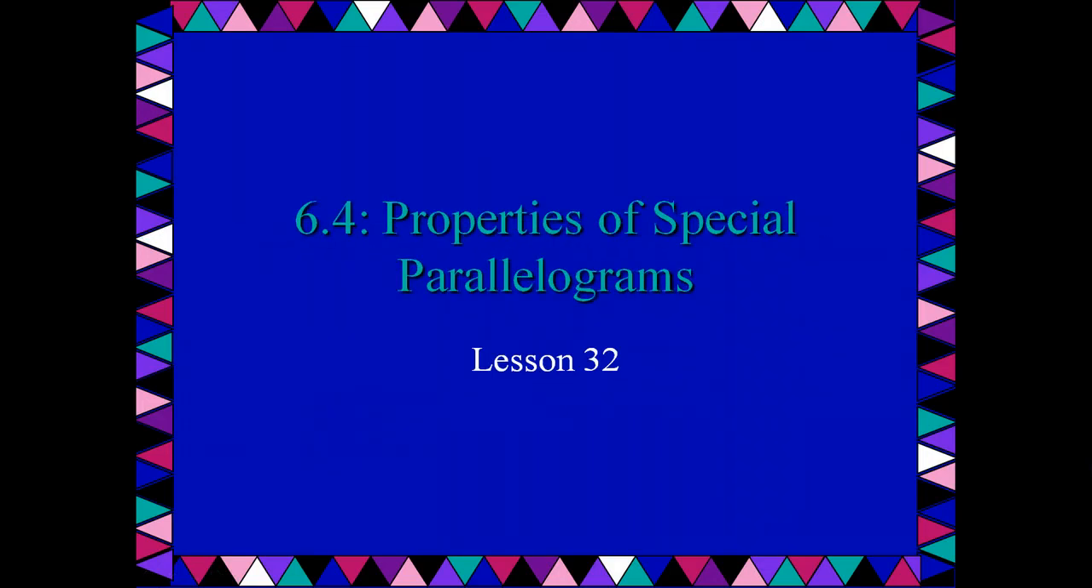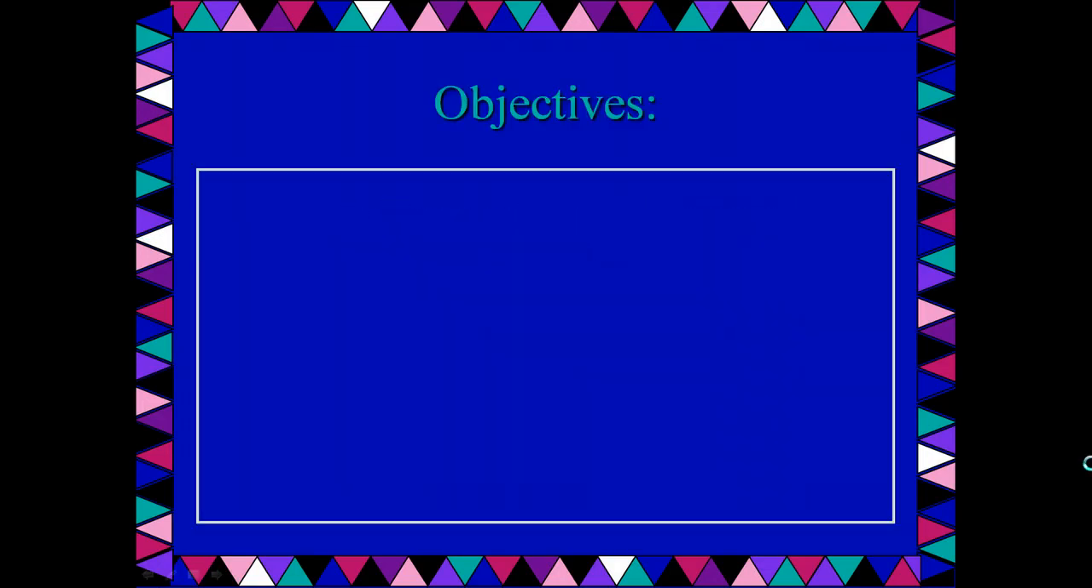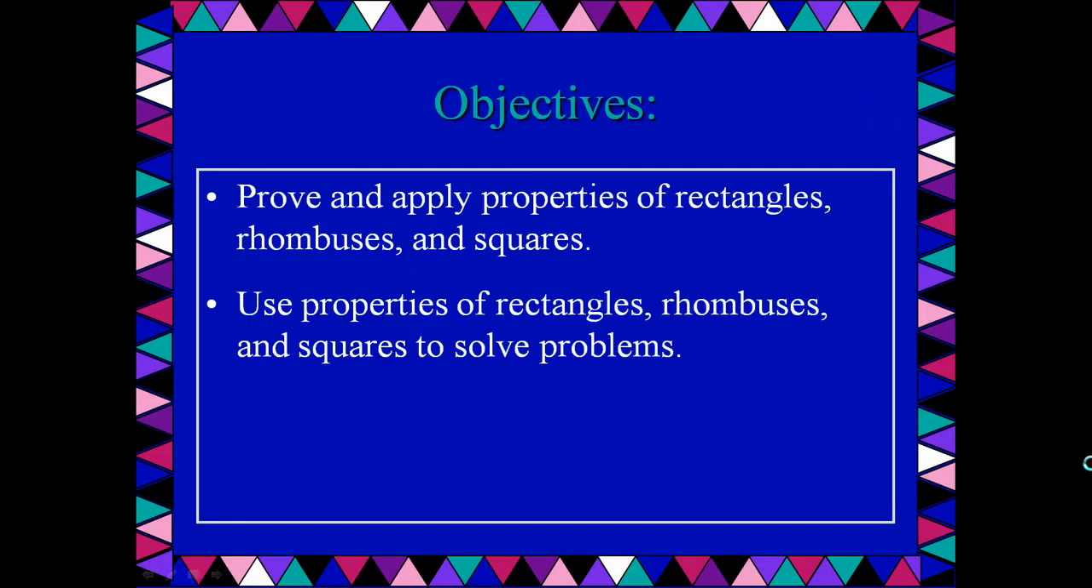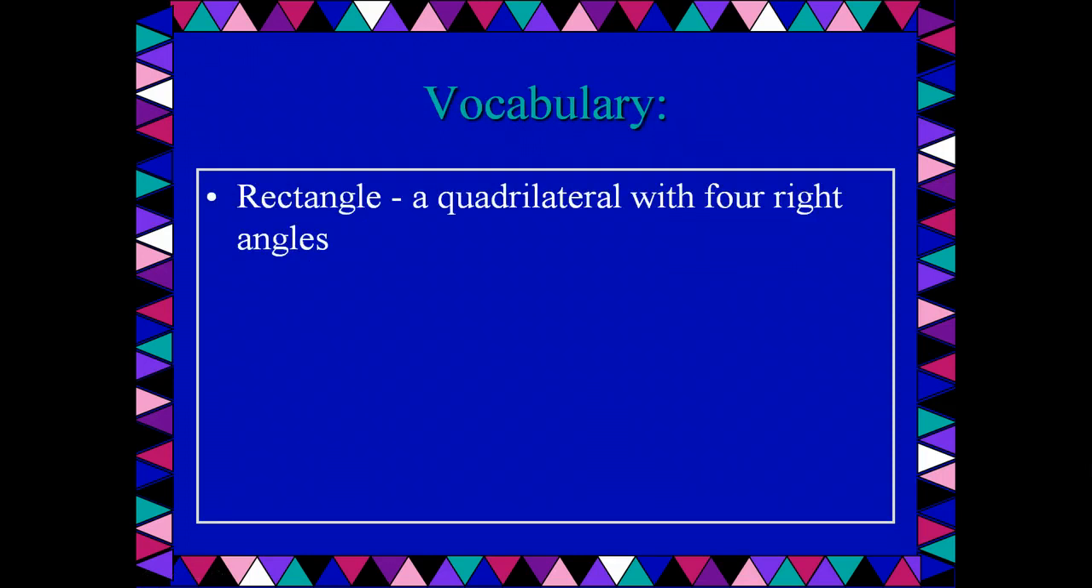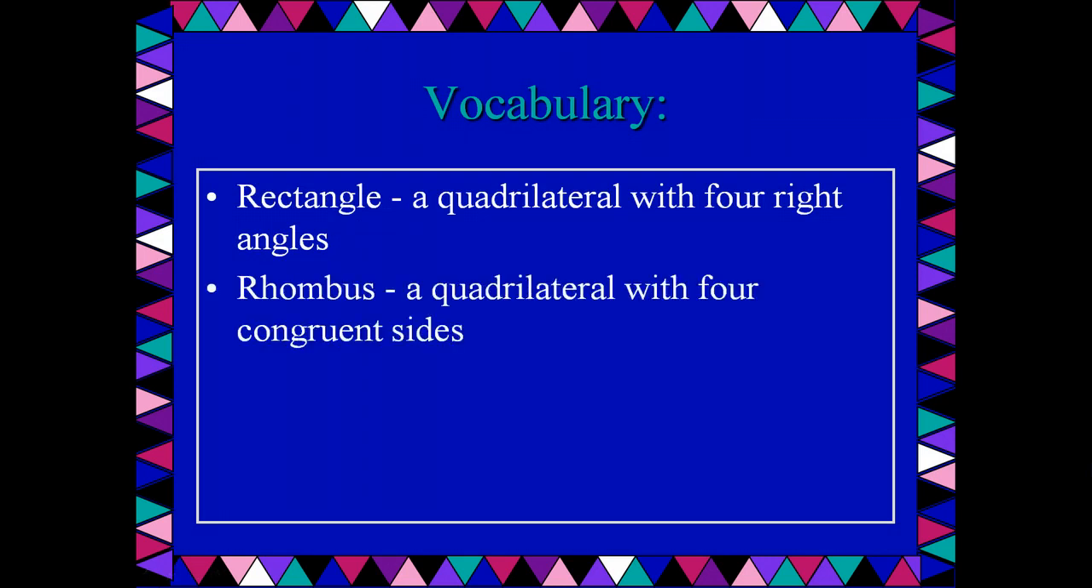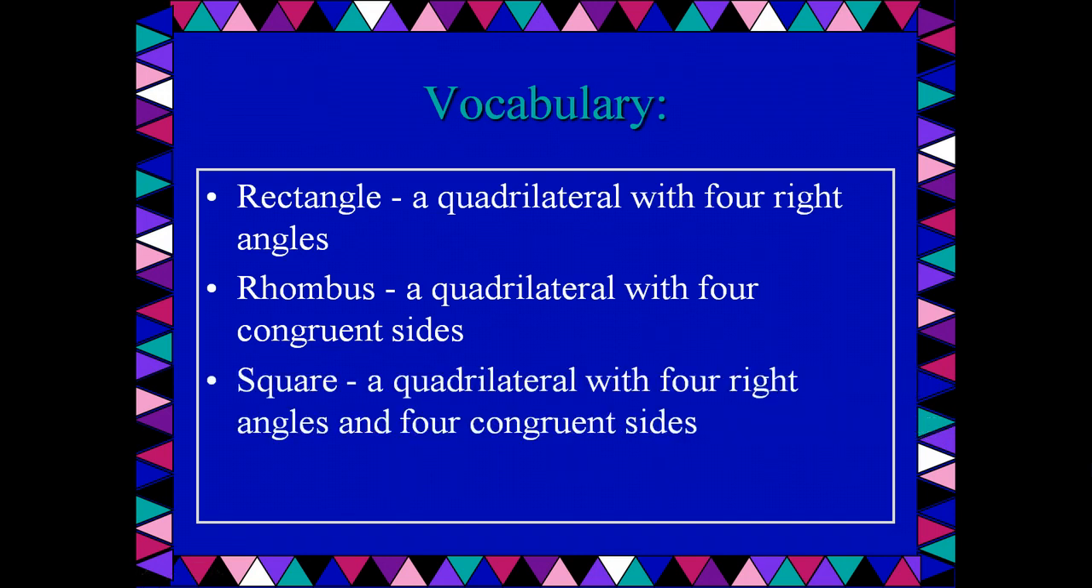Lesson 32, Properties of Special Parallelograms. The objectives of the lesson are to prove and apply properties of rectangles, rhombuses, and squares, and to use these properties to solve problems. The vocabulary: a rectangle, which is a quadrilateral with 4 right angles. A rhombus, which is a quadrilateral with 4 congruent sides. And a square, which is a quadrilateral with 4 right angles and 4 congruent sides.